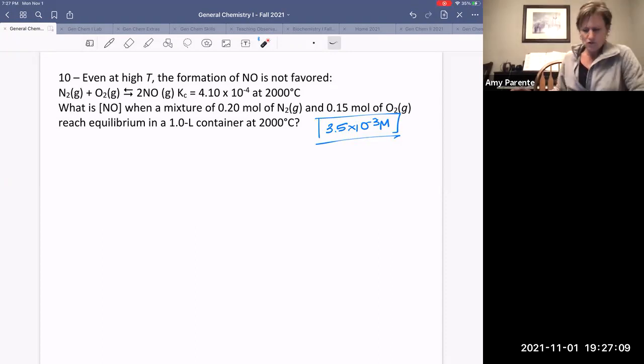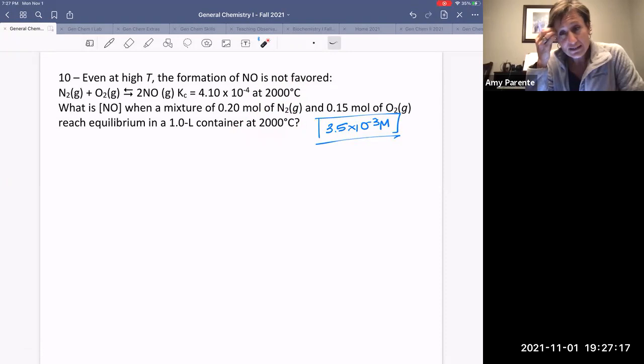And again, that temperature value is not anything we need to use in the calculations. It's just indicating that when we're considering this reaction, we need to keep the temperature constant. Otherwise, we're going to affect things. And we're going to talk about that a little bit more on Wednesday.